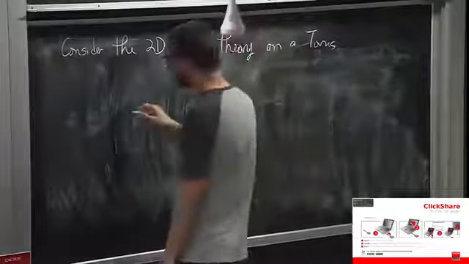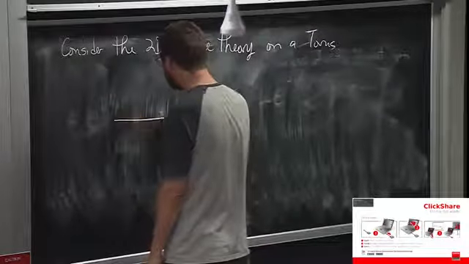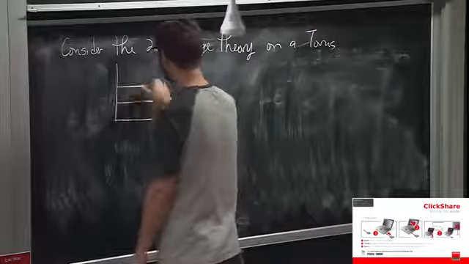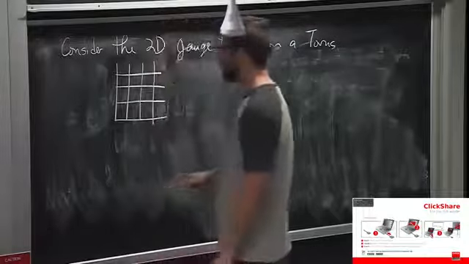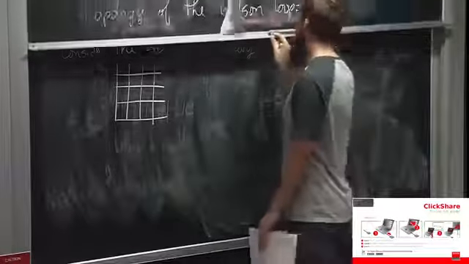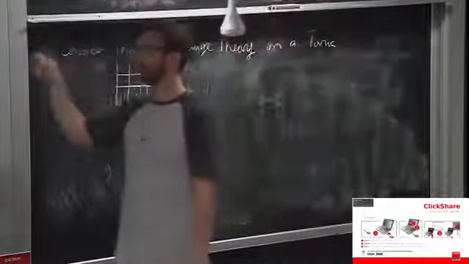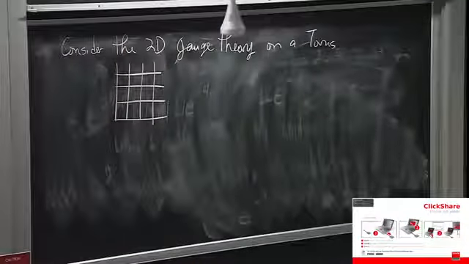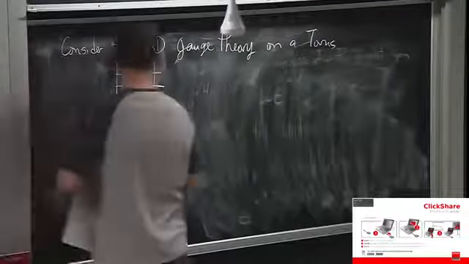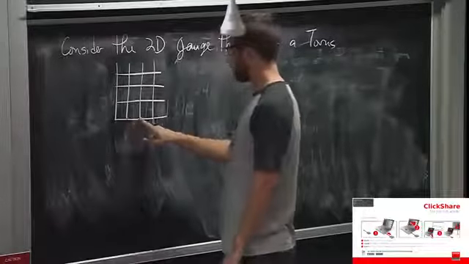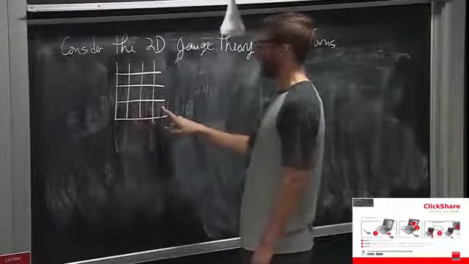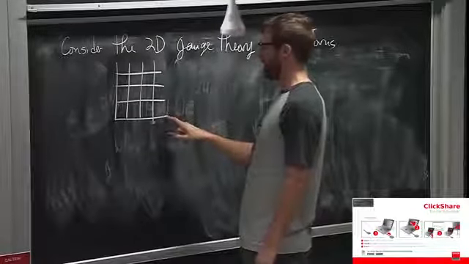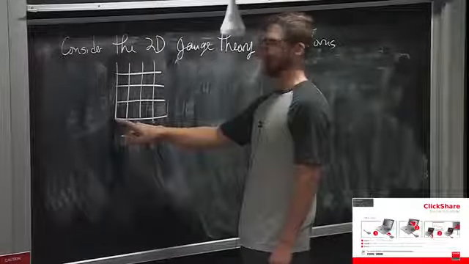I'm going to define my Wilson loops. Here's a small torus, 4x4 vertices, 4x4 plaquettes. So you can imagine this one connecting to this one.